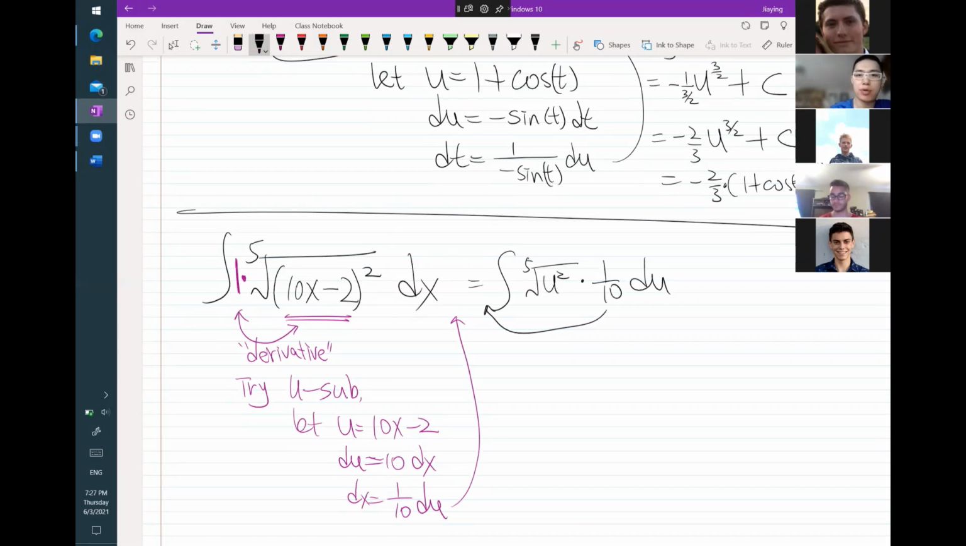So the 1/10 I can bring in front. So I get 1 over 10 times the integral of the 5th root of u squared. In exponential form, the 5th root becomes the denominator and the power becomes the numerator. So that's u to the 2/5 du. And from there, you know how to integrate. Again, add 1 to the exponent and divide by the new exponent. So that's u to the 2/5 plus 1, that's 7/5, and then divide by the new exponent, so divide by 7/5.